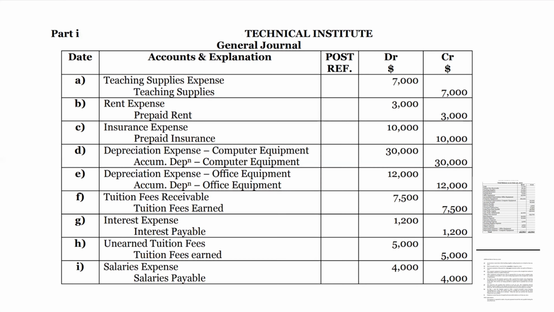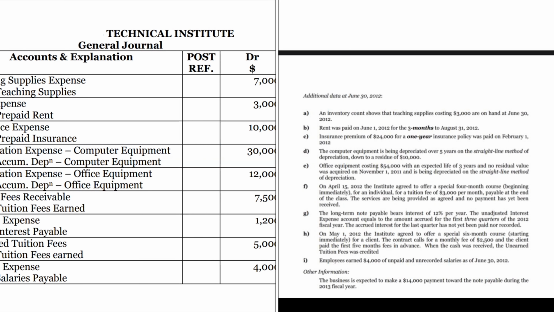All right. So we've done all our journal entries for the adjustments, but let's look at the other information. It says the business is expected to make a $14,000 payment towards the note payable during the 2013 fiscal year. Just to jump the gun a little bit, you have a note payable, which is a long-term note payable of $40,000. If you know anything about loans, this is like a loan. Separate and apart from the interest that you pay, each year you have to make a payment to the principal, right? The principal of 40,000.